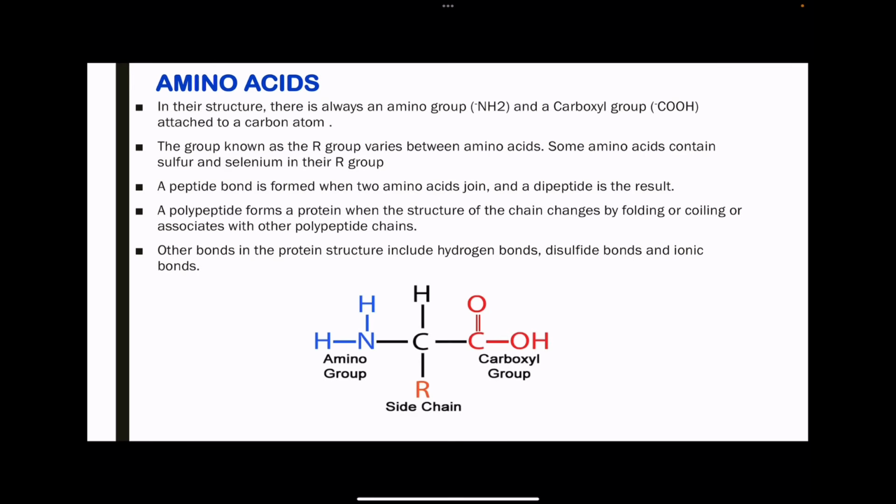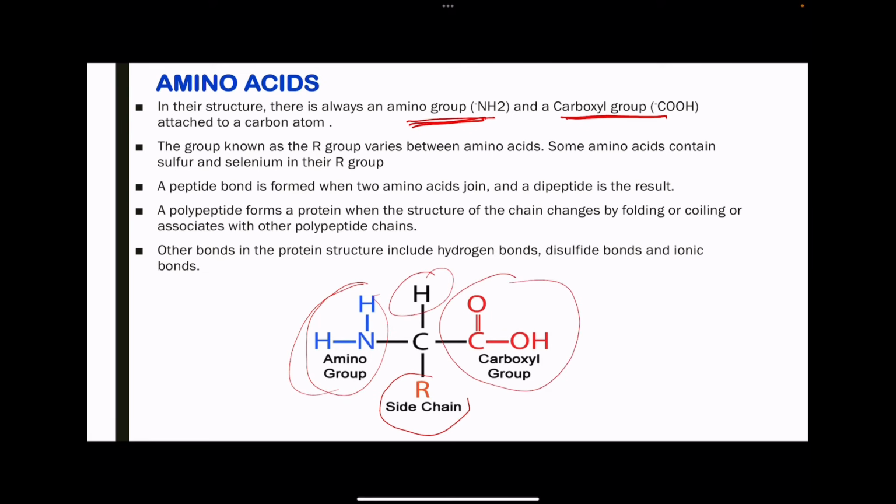Since we said proteins are made up of amino acids, we need to understand what amino acids are. Amino acids have a structure where we have an amino group and a carboxylic group attached to a specific carbon atom. We have the R group, and these R groups are going to vary. So this part, that part, and that part are the same in all amino acids. The variation is going to be in the side chain, talking about naturally occurring amino acids. So a group known as the R group varies between amino acids. Some amino acids contain sulfur and selenium in their R group.